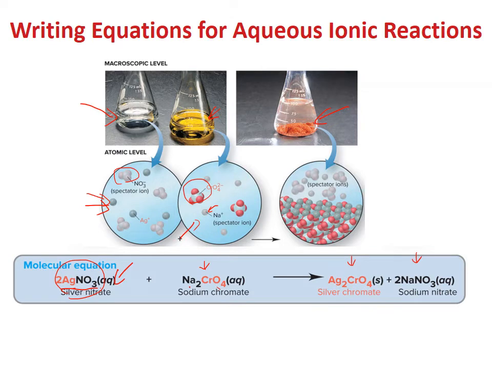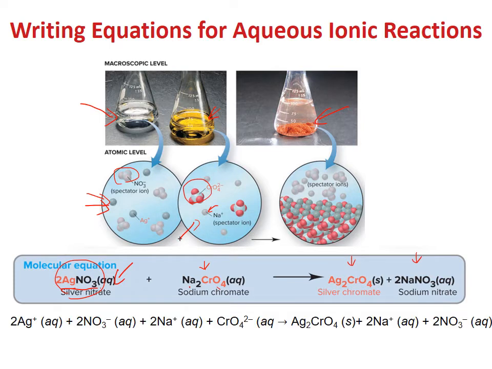A better way is to write the ionic compounds as their dissociated ions. So silver nitrate should be written as silver ion and nitrate ion. Sodium chromate should be written as sodium ion and chromate ion. And sodium nitrate, which is also a soluble ionic compound, should be written as sodium ion and nitrate ion. If you have a 2 in front of sodium nitrate, you should have 2 sodium ions and 2 nitrate ions.